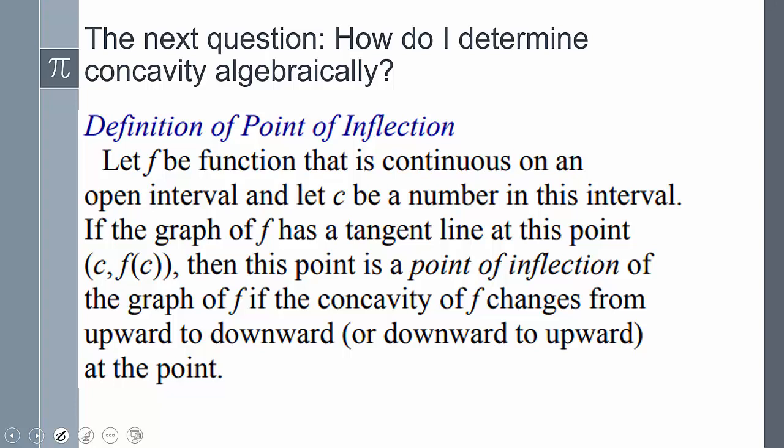If the graph of f has a tangent line at this point, c, f of c, then this point is a point of inflection of the graph of f if, and here's the important part of the definition, the concavity of f changes from upward to downward or from downward to upward. So that instance in which your concavity changes from positive to negative or negative to positive, upward to downward or downward to upward, when that happens, that point is our inflection point.